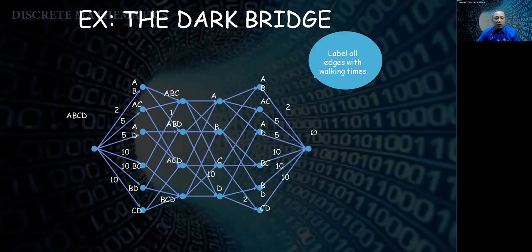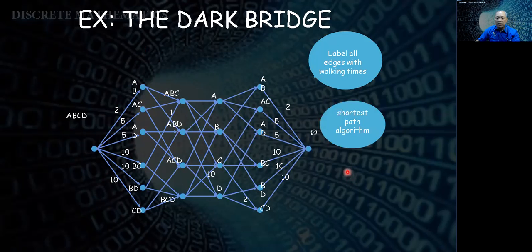So label all the edges with walking times: 2, 5, 10, 5. These are the walking times. And then this is the edge where Abby will arrive there, or if A and C will arrive here, or A and D will arrive here, and then comes back again. What comes back here? Things like that. So you can just make it. And then we can find the shortest path algorithm.